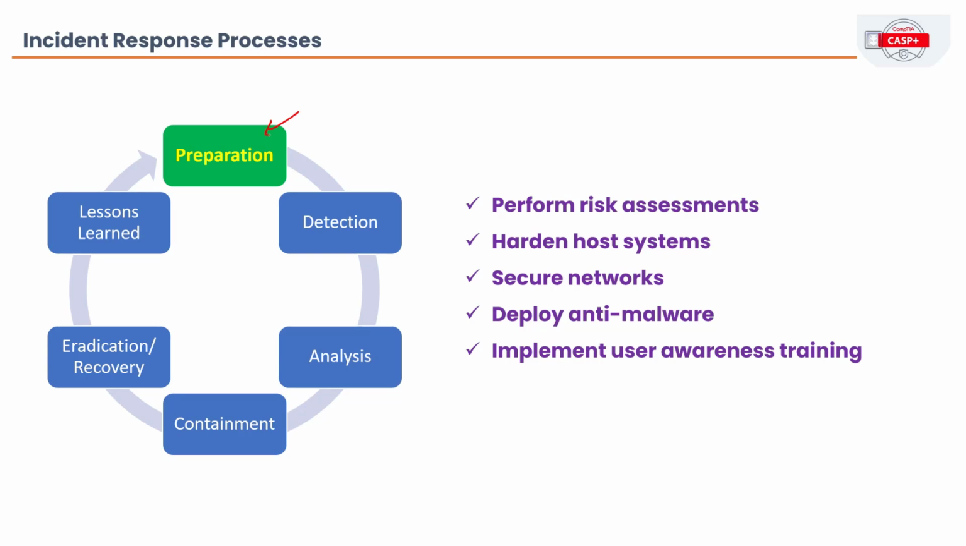First one is preparation. To ensure a solid security posture is in place while preparing for an IRP, or incident response planning, it is a good practice to harden systems and remediate security vulnerabilities. It is difficult to strengthen the enterprise's resilience during the planning stage by concentrating on all the likely attack vectors. The following are some of the things that should be completed to get your business ready for attacks: perform risk assessments, harden host systems, secure networks, deploy anti-malware, and implement user awareness training.